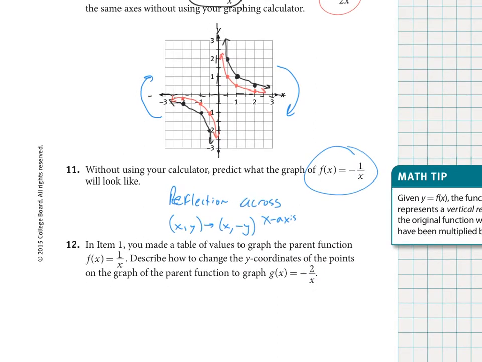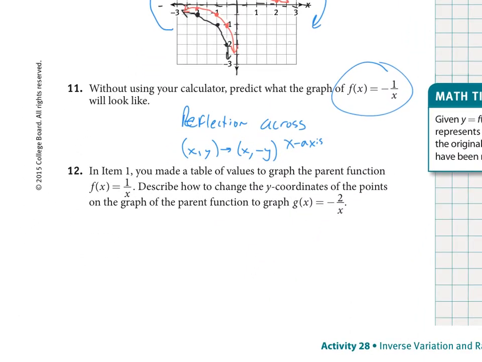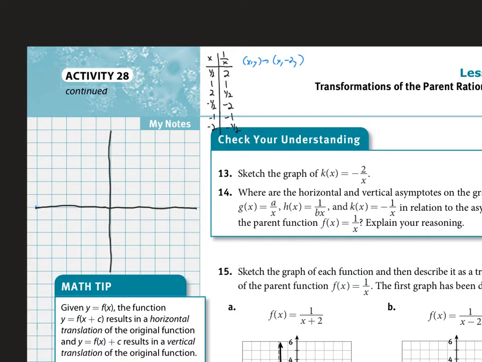Okay. Our next part asks us to describe how we would change the coordinates for negative 2 over x. So again, x comma y is going to go to x comma negative 2y. I'm going to multiply by negative 2 for all of my coordinates, and I'm going to pick that up on the next page because it's actually what it asked me to do in number 13, to actually graph that. Okay, to save time, 13 asked me to graph negative 2 over x using this x comma negative 2y transformation.